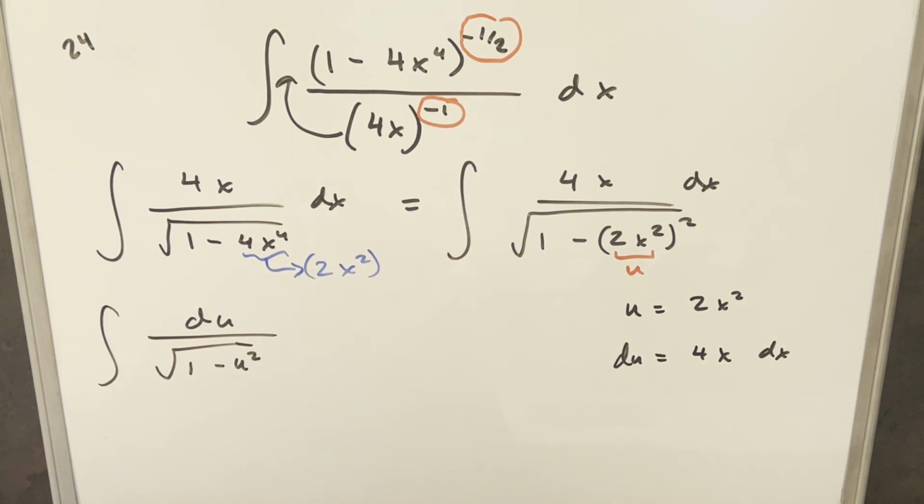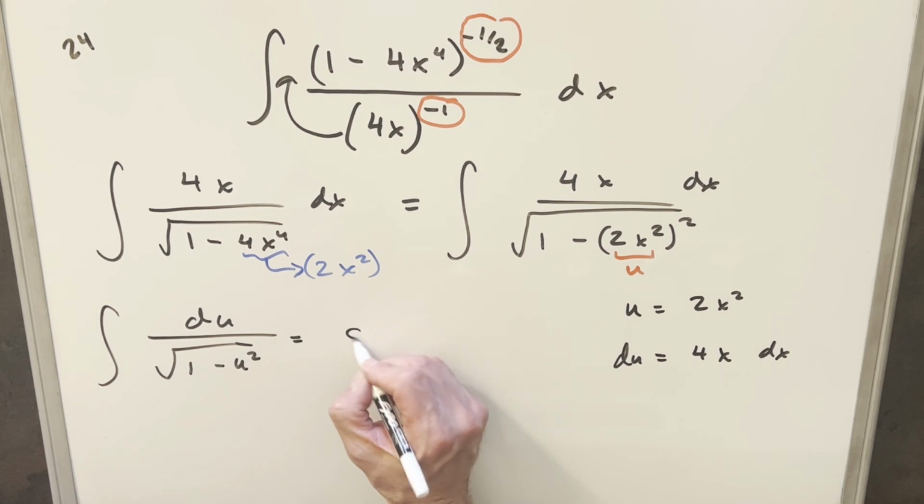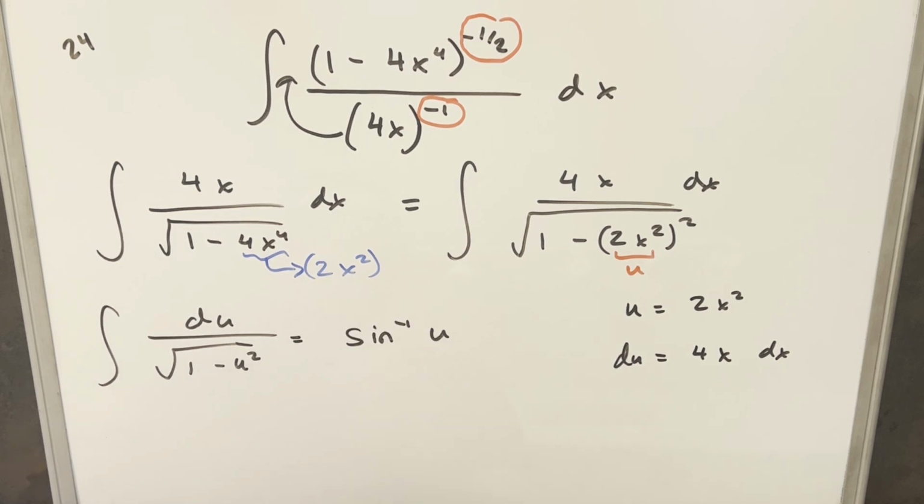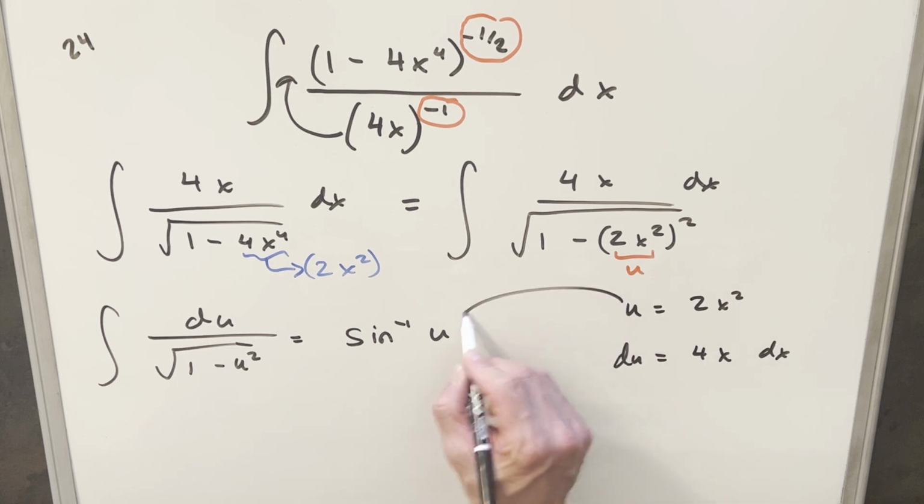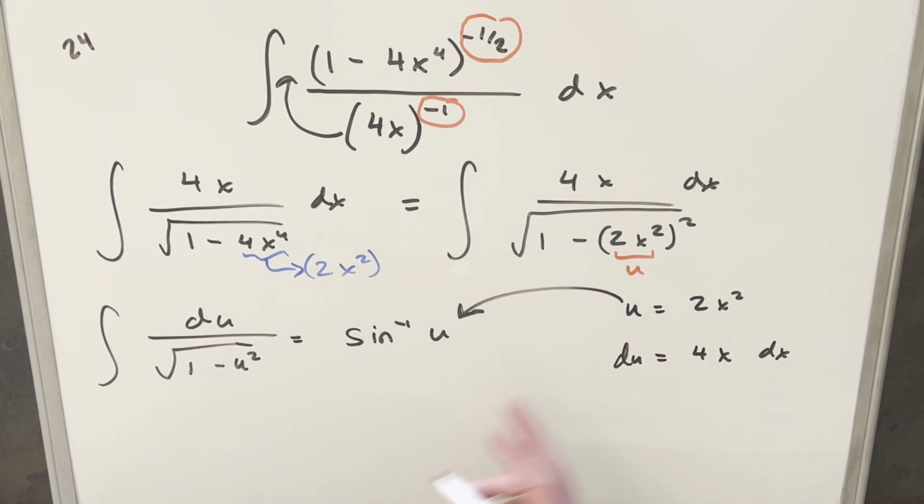I just like to remember the formula. The integral of this thing is actually going to be just arcsine of u. So all I need to do to finish it is back substitute right here. We'll plug that in. So for my final solution, we just get arcsine of 2x squared, plus c, and that's it.